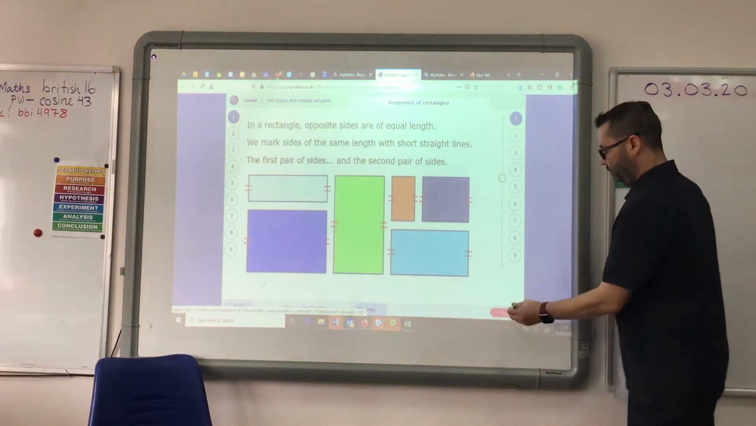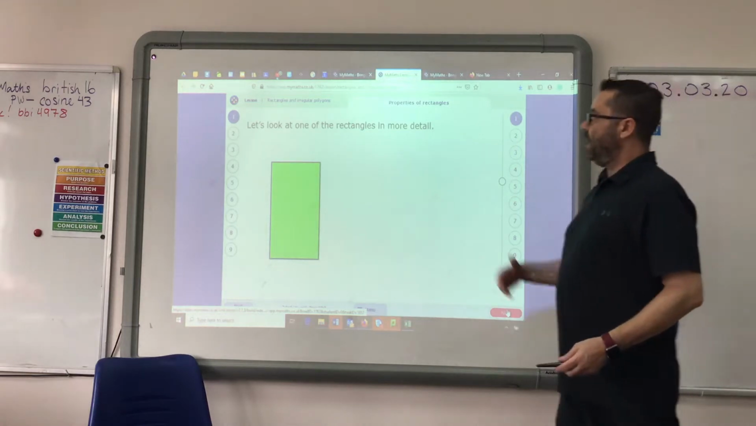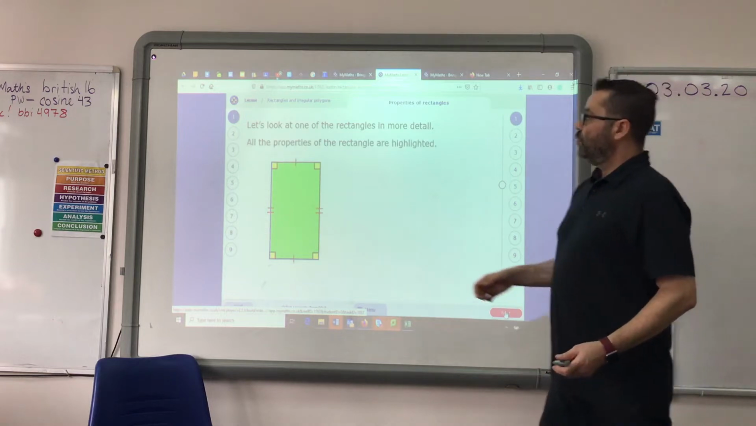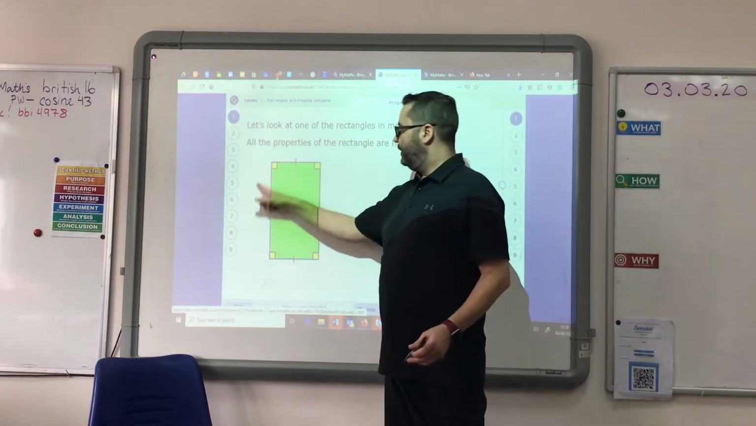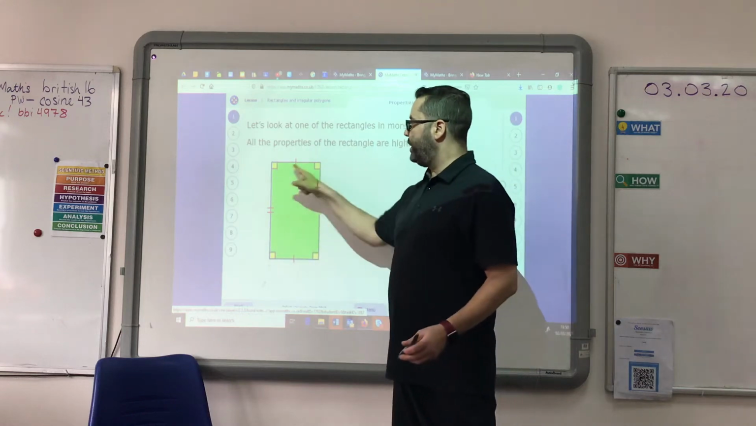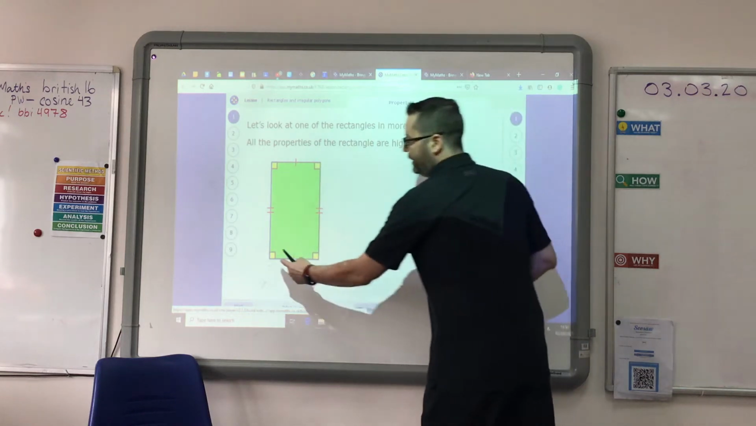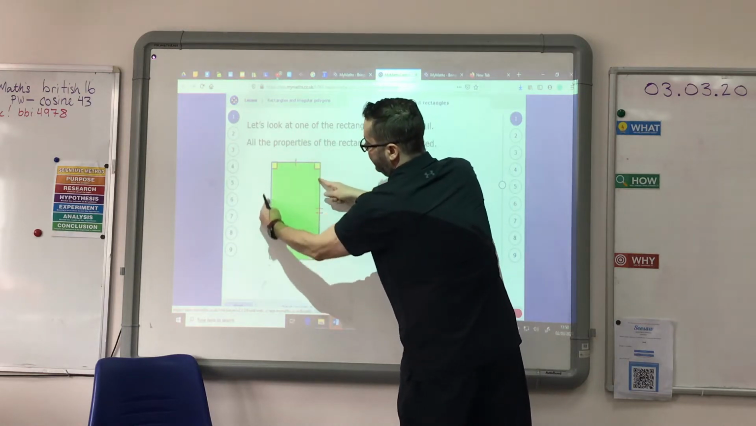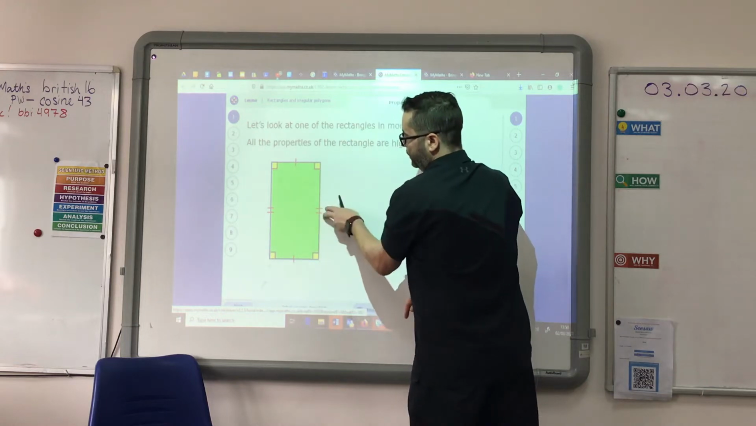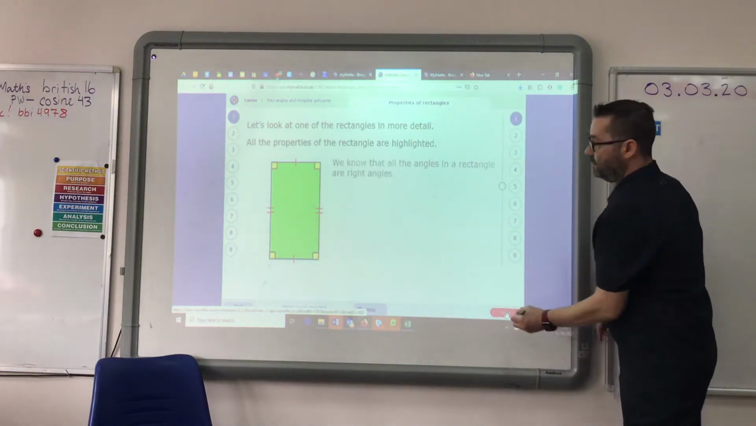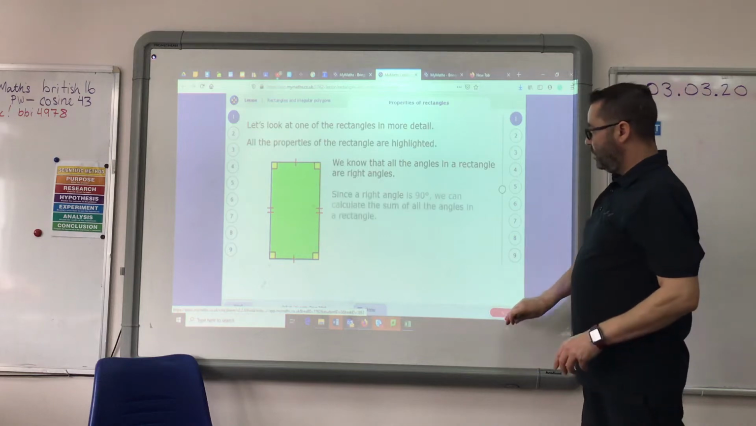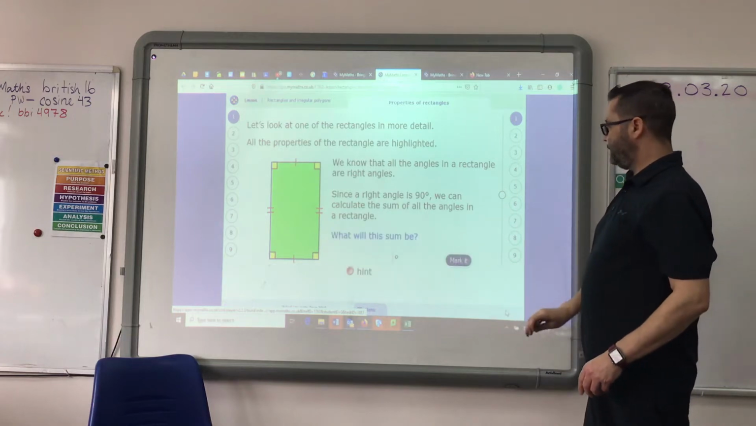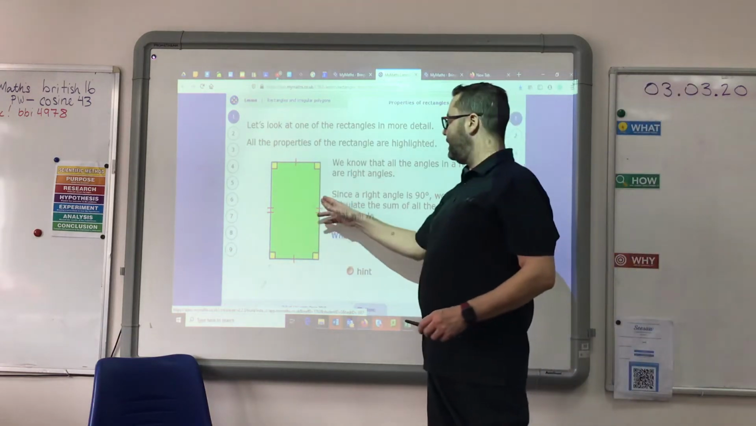Okay, now we can break down rectangles and look at their properties in a lot more detail. We can see here that this rectangle has 1, 2, 3, 4 right angles, and this length is the same as this length, marked by 1 line, and this length is the same as this length, marked by 2 lines. Okay? Now, we can go through, and you're going to read the different characteristics of this rectangle, and then it's going to ask you, what will this sum be?